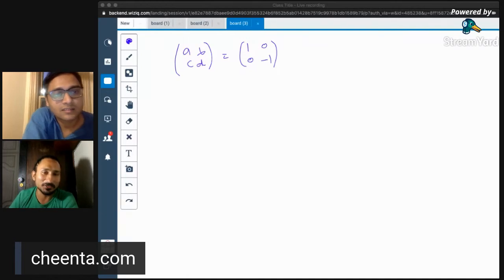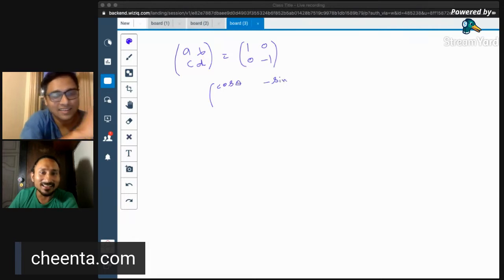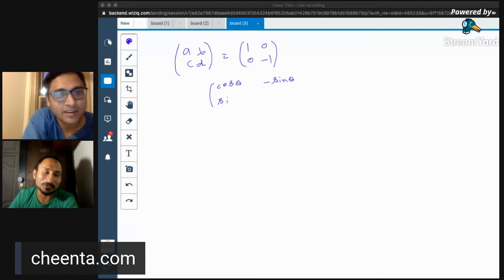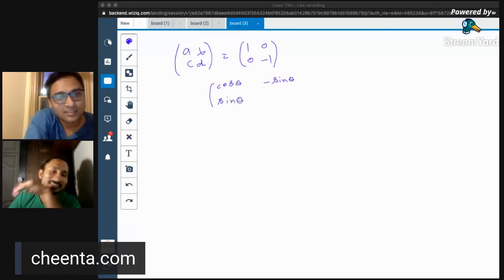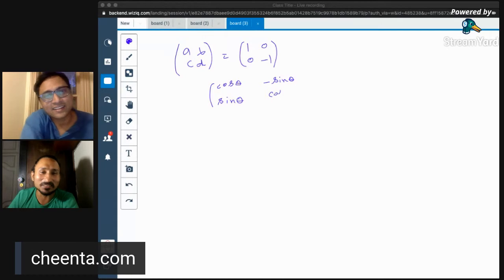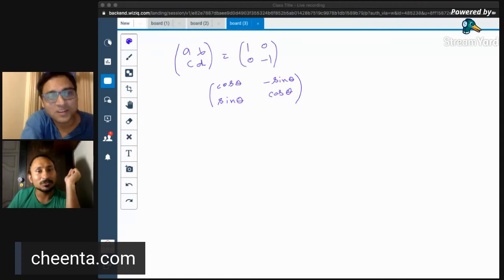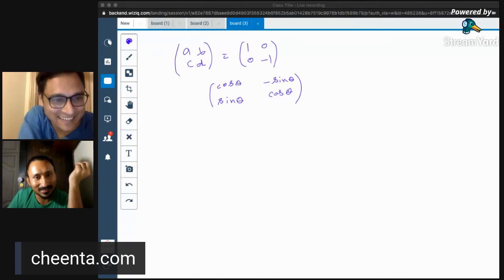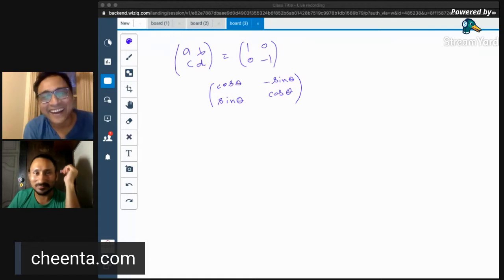And for rotation, you need to take, I think, okay, I always forget this. Cos theta, minus sin theta, sin theta, cos theta, something like that. This is either rotation by theta or minus theta. I always get confused with this one. Anyway, it changes your orientation.